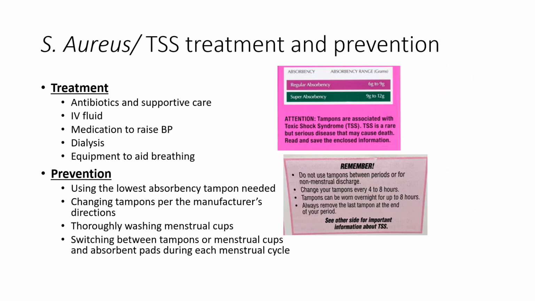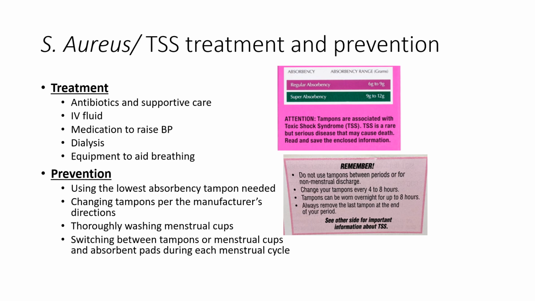So for either form of TSS, the menstrual or non-menstrual, the treatments are pretty similar. You have antibiotics and supportive care: IV fluids, medication to raise blood pressure, dialysis, and equipment to aid breathing.